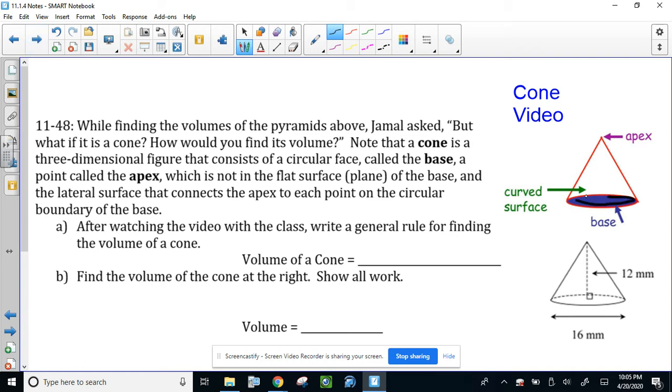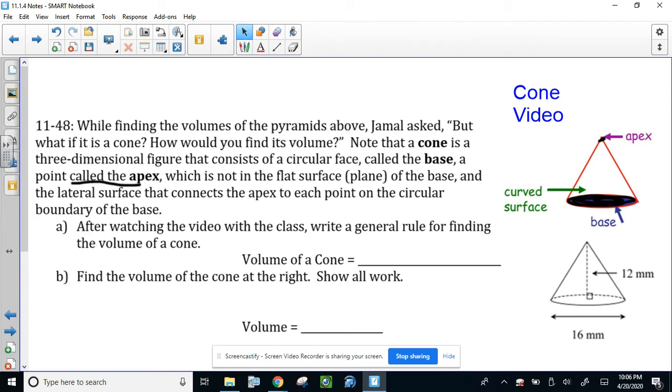So here we have our base, and a three-dimensional figure, a point called the apex that is above the base, and the lateral surface is kind of going to contain this area around. It kind of makes this triangular shape. Think of it like an ice cream cone, or like a cone-shaped cup, that paper cup that you're thinking of that the water would go into. That's kind of what we were dealing with there.